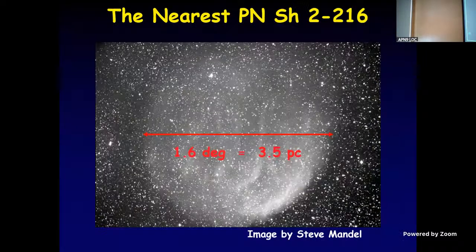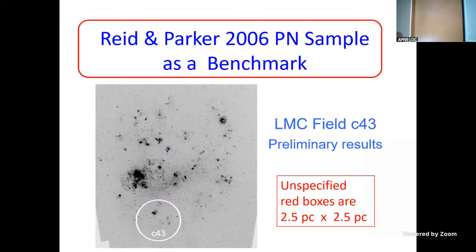Okay. And this is the nearest planetary nebula, sharpness is 216. So from here it's a 3. You know the degrees, like say in our galaxy, it's 3.5 parsec. So things of 3.5 parsec, that's possible.